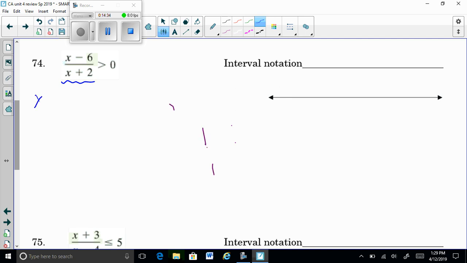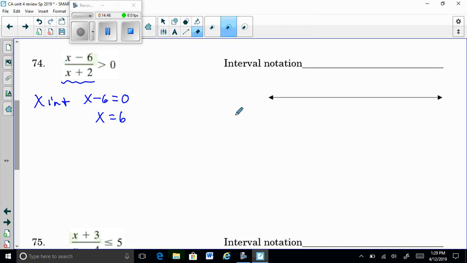So we'll start with the x-intercept. What you do is take the numerator, set it equal to 0, and solve. And so that should be +6. So +6 is going to be one of my crucial points, because that makes it equal 0. And that means my graph is crossing the x-axis at that point, and there's a sign change.